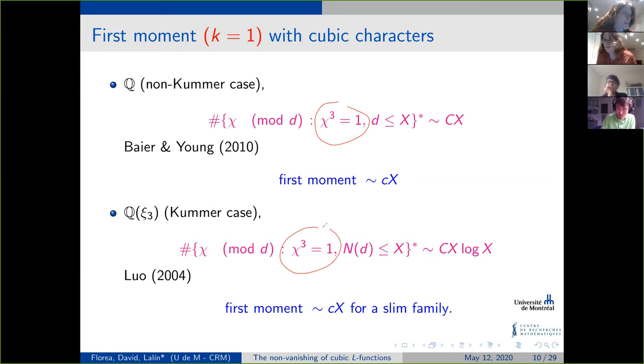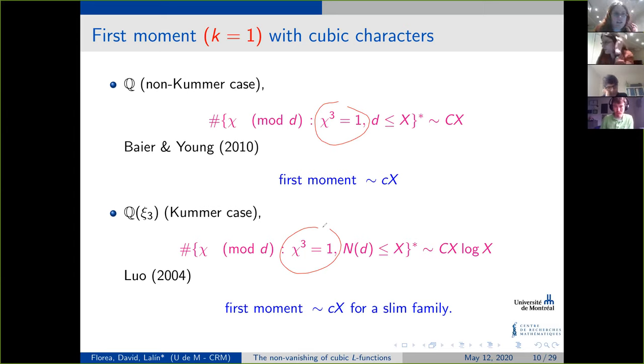Did I mention quadratic? All the last slide was about quadratic, and for that we knew k equals 1, k equals 2, k equals 3, and k equals 4 using GRH, and also a good conjecture. For cubic characters, we can also formulate the conjecture, but what is proven is only things with k equals 1.